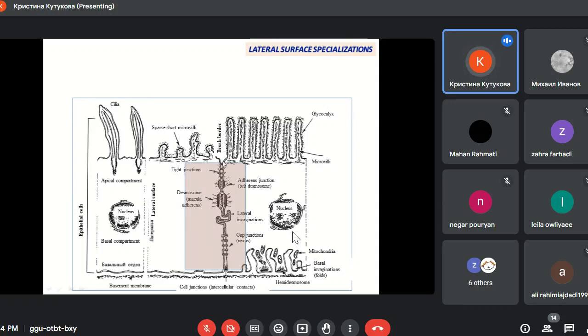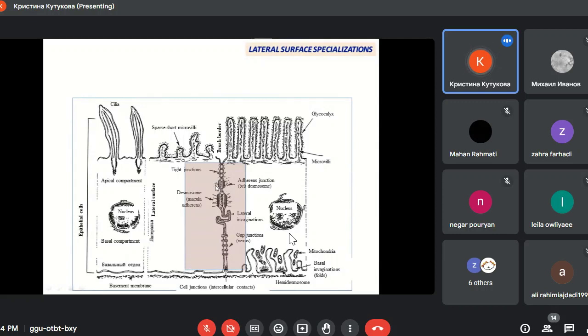So the first one, always the closest to the apical surface, will be tight junction. Tight it is called because here the membranes of adjacent cells come close together and are pinned together very tight, and this tight junction prevents flow of any substances between the cells. It kind of seals the intercellular space, the space between the cells, so nothing now can pass between the cells.